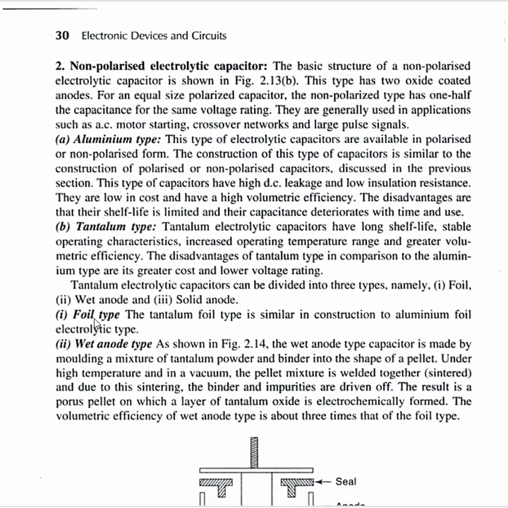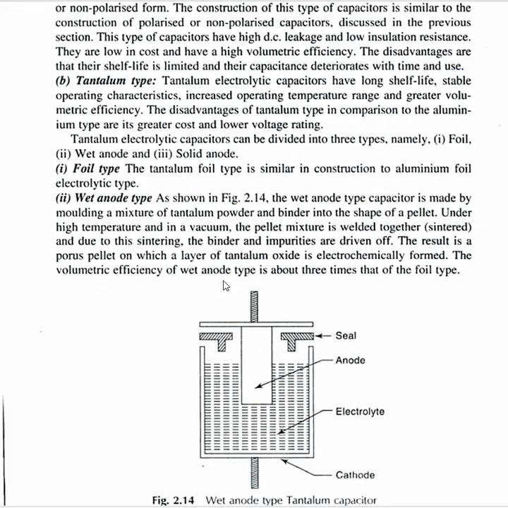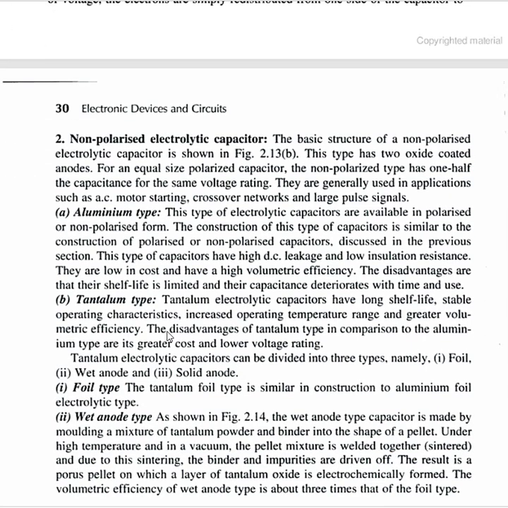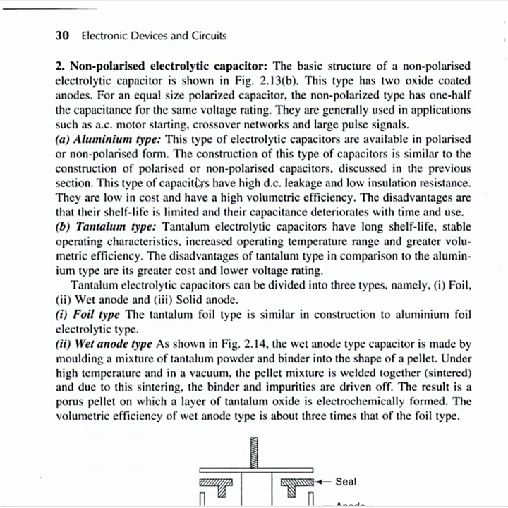Non-polarized electrolytic capacitor. The basic structure is shown in the figure 2.13. This type has two outside coated anodes. For an equal size polarized capacitor, the non-polarized type has one half the capacitance at the same voltage rating. They are generally used in applications such as AC motor starting, crossover networks, and large pulse signals.